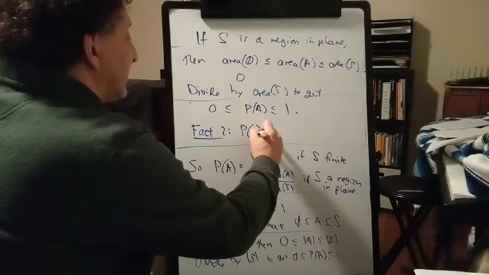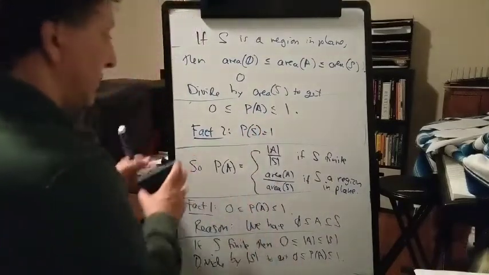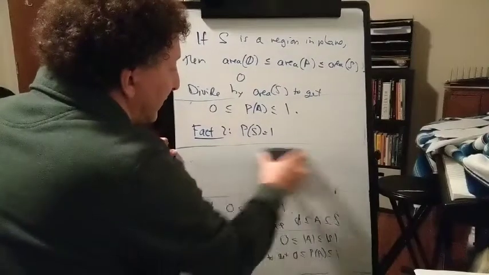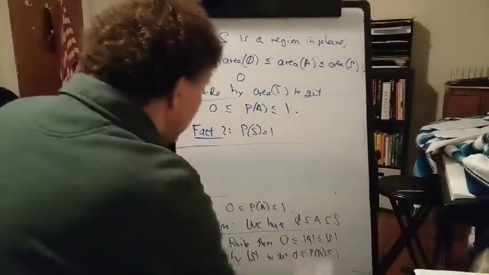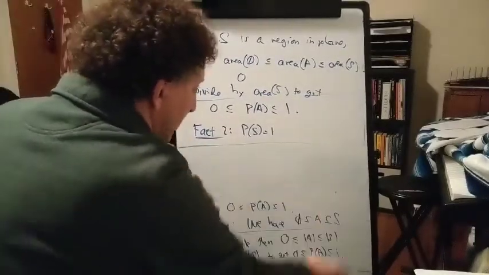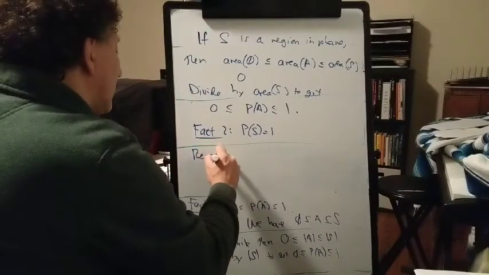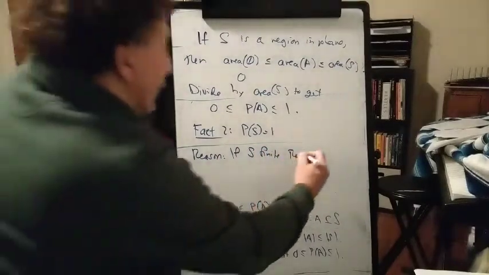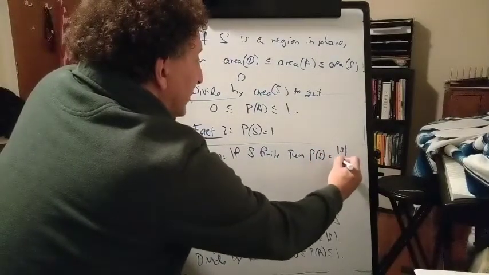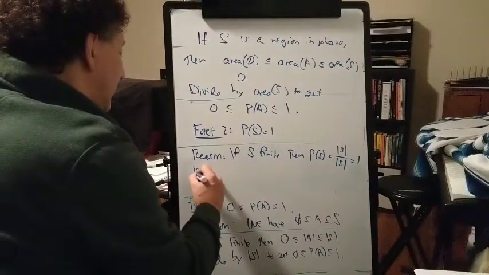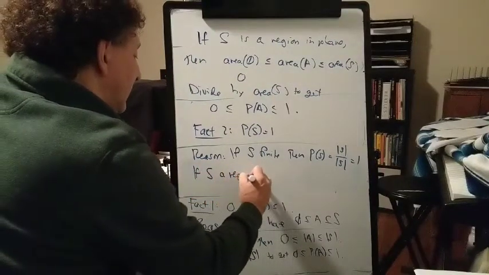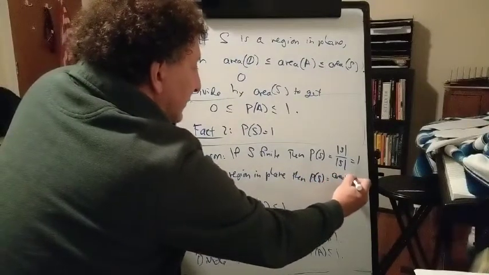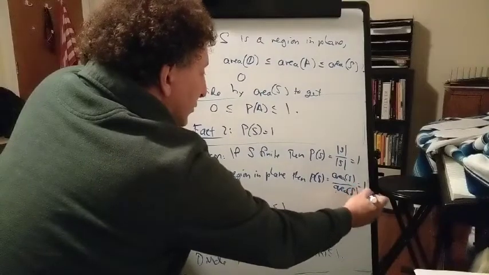Fact 2, the probability of S is 1. Well, we sort of did this already because it's on the right-hand side of these inequalities. The reason, again, is if S is finite, then probability of S equals number of elements in S over number of elements in S, which is 1. If S is a region in the plane, then probability of S is area of S over area of S, which is 1.